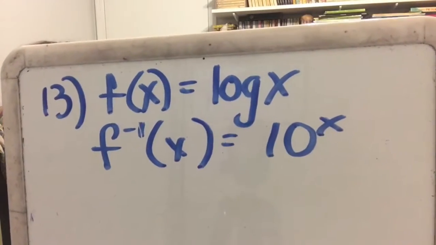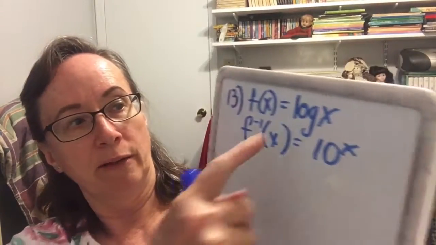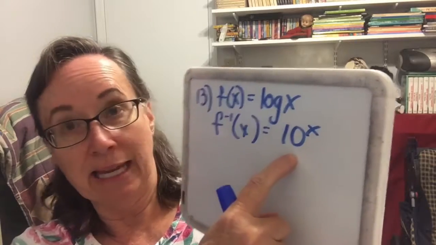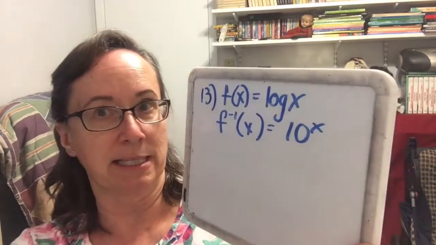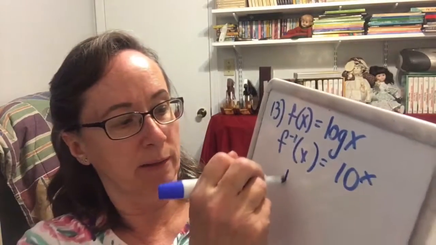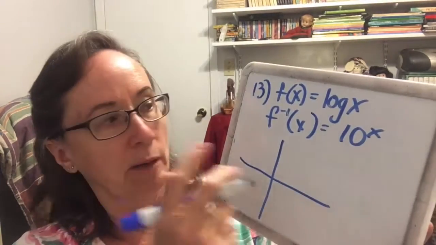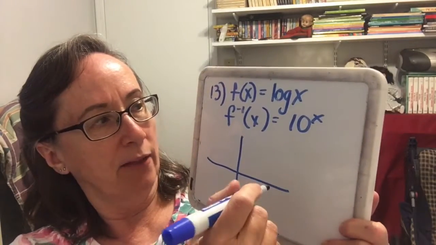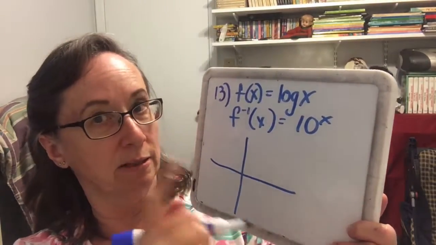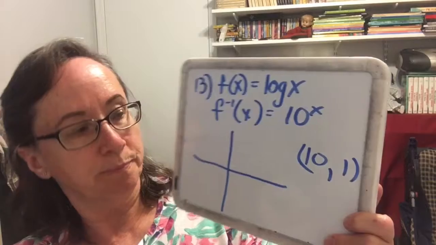So now, number 13, we're going to graph the function and its inverse on the same set of axes. We know that the log function and 10 to the x, because log is log base 10, are inverses of each other. When I graph them, we're going to pick 2 points for each one because we know what the general log looks like. Since this is log base 10, don't I know that log base 10 of 10 is 1? So (10, 1) would be one of my points for my first one.